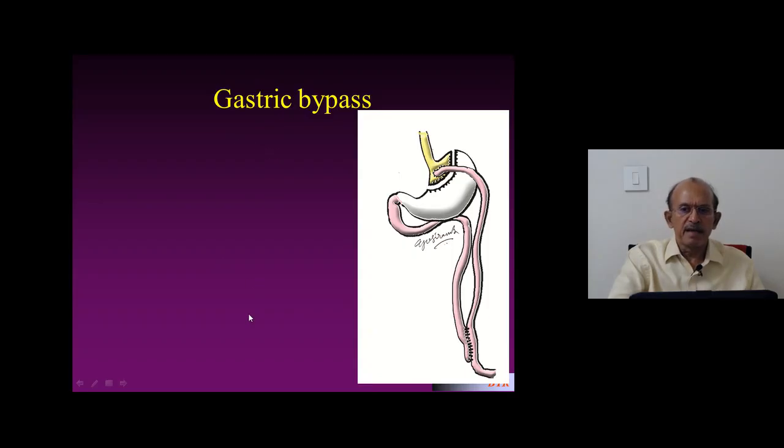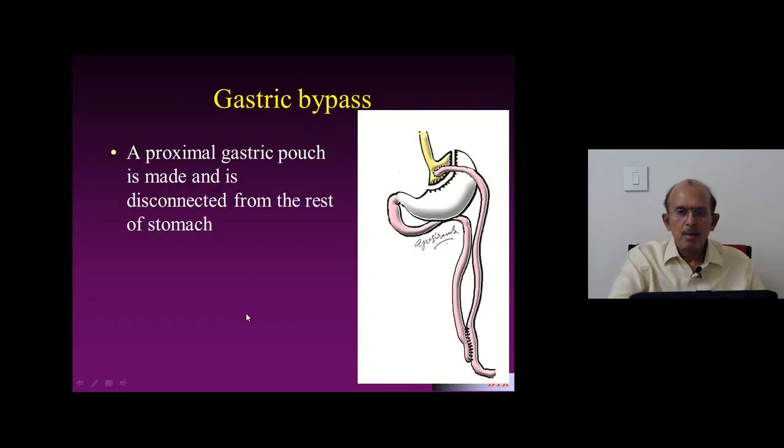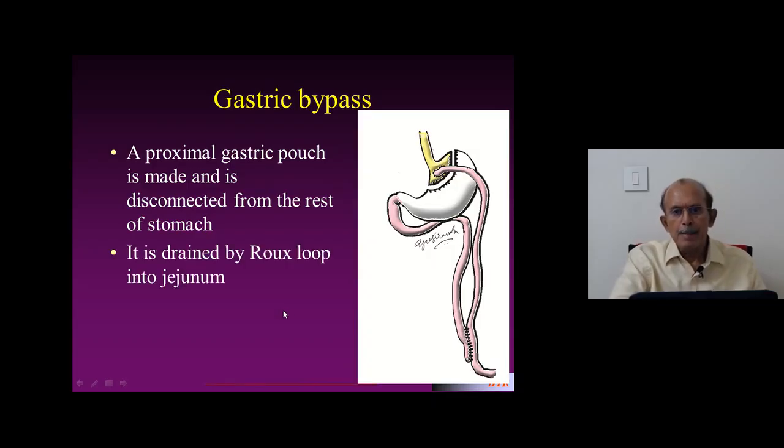The second type of procedure is called the gastric bypass operation. A proximal gastric pouch is made and is disconnected from the rest of the stomach. You just cut the stomach, leaving behind only a gastric pouch with a capacity of just about 60 or 70 ml of fluid. Then you do a Roux-en-Y anastomosis. Whenever the patient takes a meal, this gets filled, so the patient gets a satiety feeling, and the food will be drained like this into the jejunum.